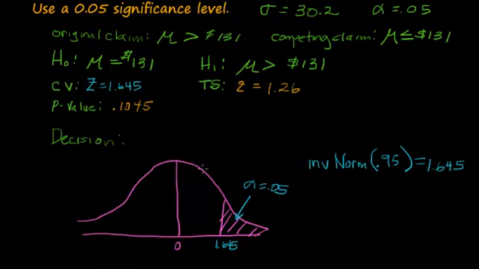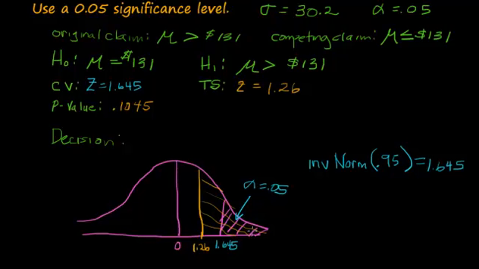Okay, so let's get the test statistic on here. 1.26 would be somewhere around here. Note that this area represents the p-value. And so clearly looking at the two methods, does the test statistic fall in the critical region? No, it does not. So that means we would fail to reject H0.